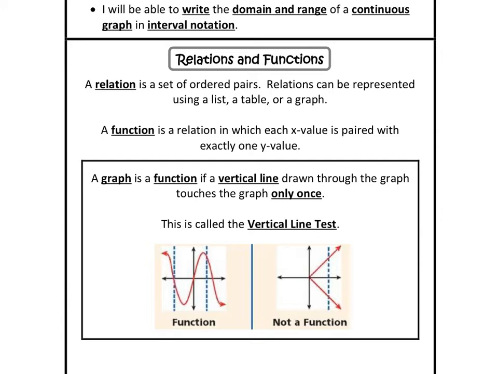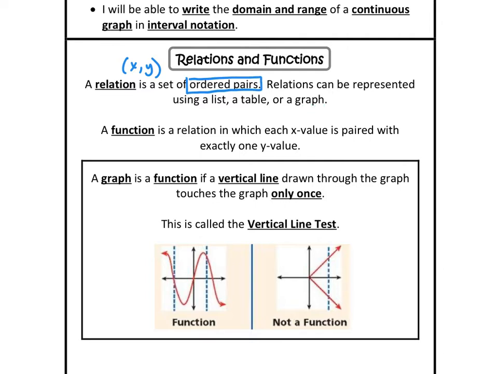So just to define it, a set of ordered pairs. Ordered pairs, you guys can remember from Algebra 1, is something that looks like this. It has an x and a y. Sometimes we call this a coordinate, right? X and y, a location. And sometimes we represent these coordinates. They can be represented with a list, a table, or a graph.